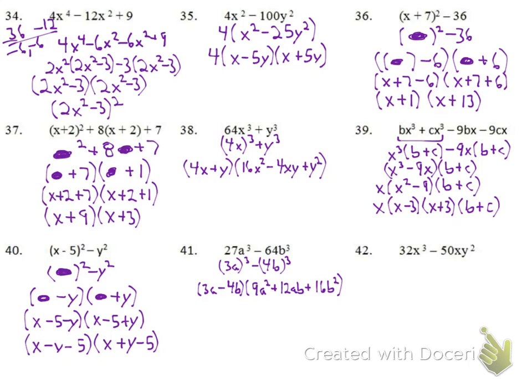Last, we have 42 here. I'm going to find common factors. So I could probably start by trying to take out maybe a 2 and an x. If I take out a 2 and an x, I'm left with 16x squared minus 25y squared. Now it's going to be a difference of two squares where I have 4x minus 5y and 4x plus 5y. It's factored down completely, and I'm done.